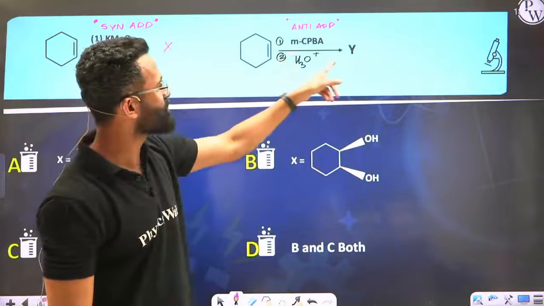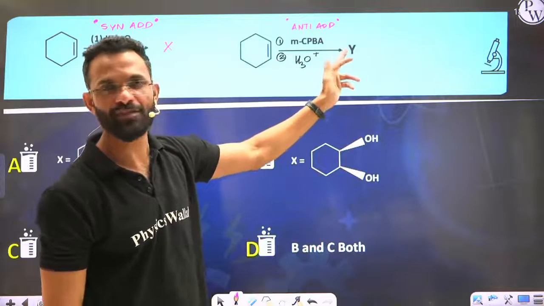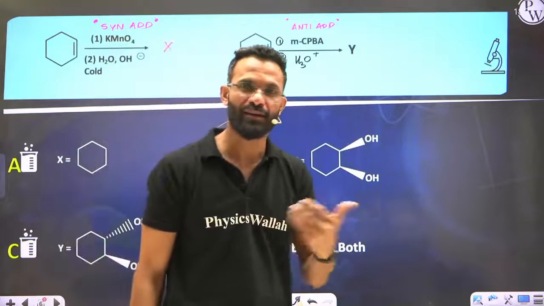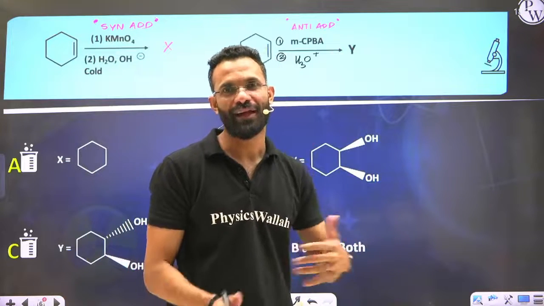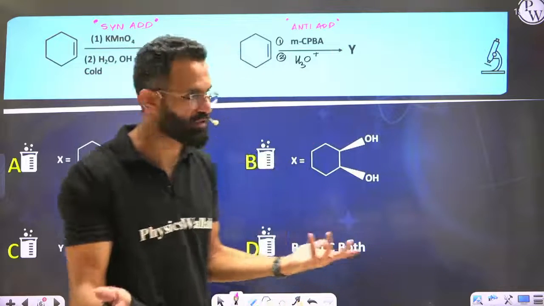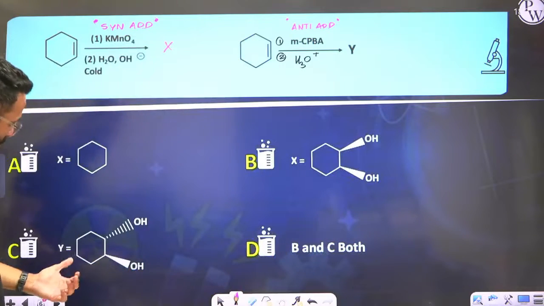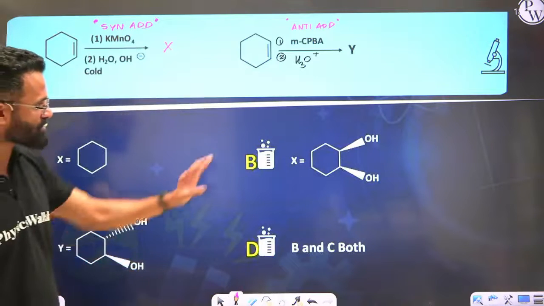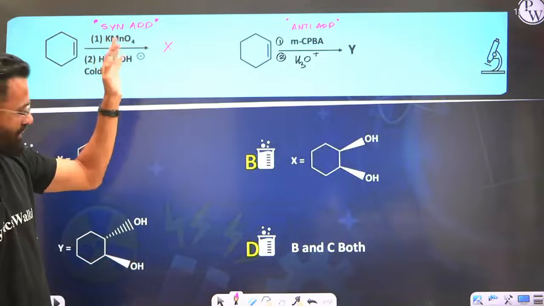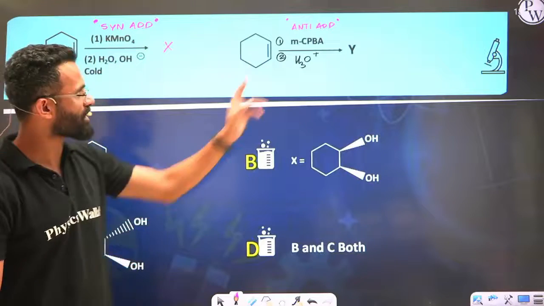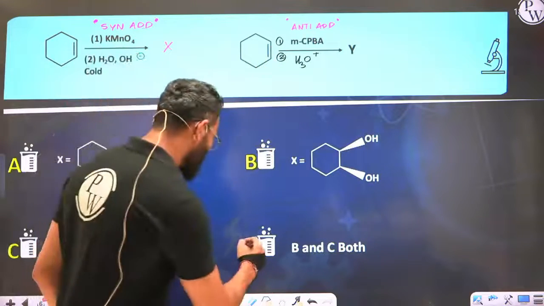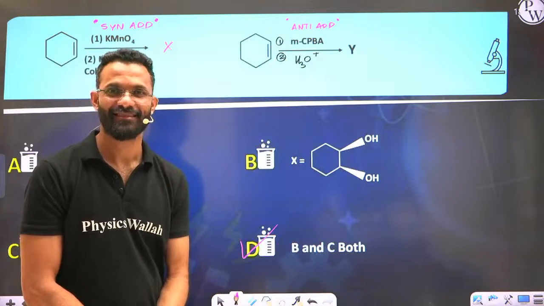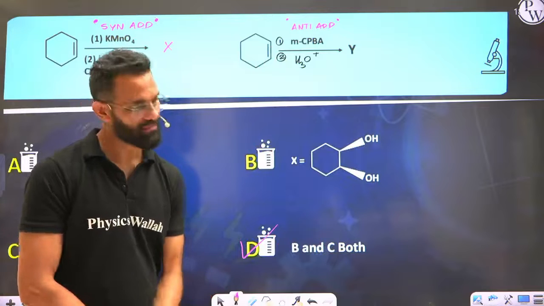Whereas anti-addition is going to give you Y, where two OHs must be on the opposite side. So if one of the OH is represented on the solid line, the other one must be represented on hatch wedge, or you can say dashed line, whatever you call it. So what is that? Here it is Y. So both B and C are absolutely correct, because B is the product of syn addition and C, Y, is the product of anti-addition. So guys, the right choice is option D, both B and C. Is that clear, everyone? Excellent.